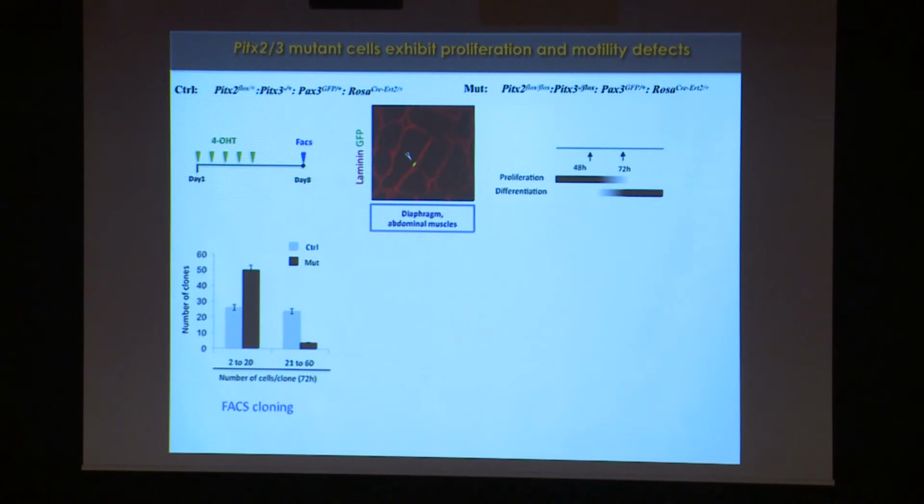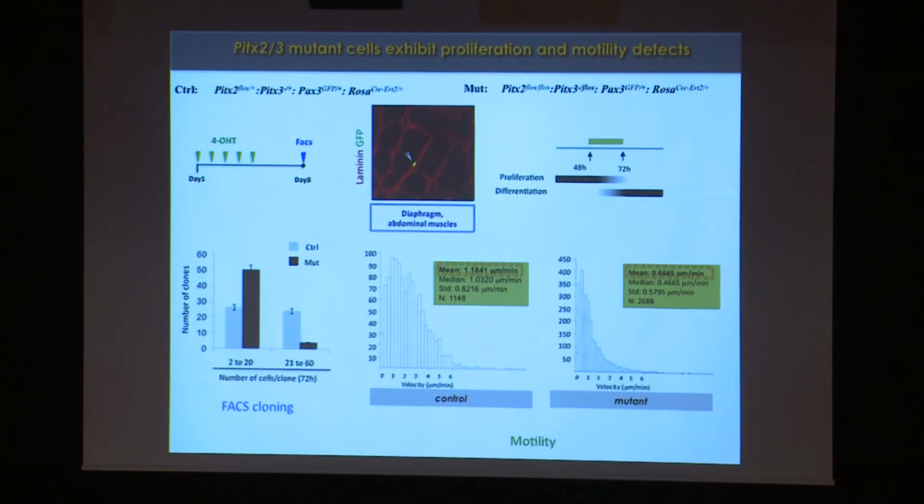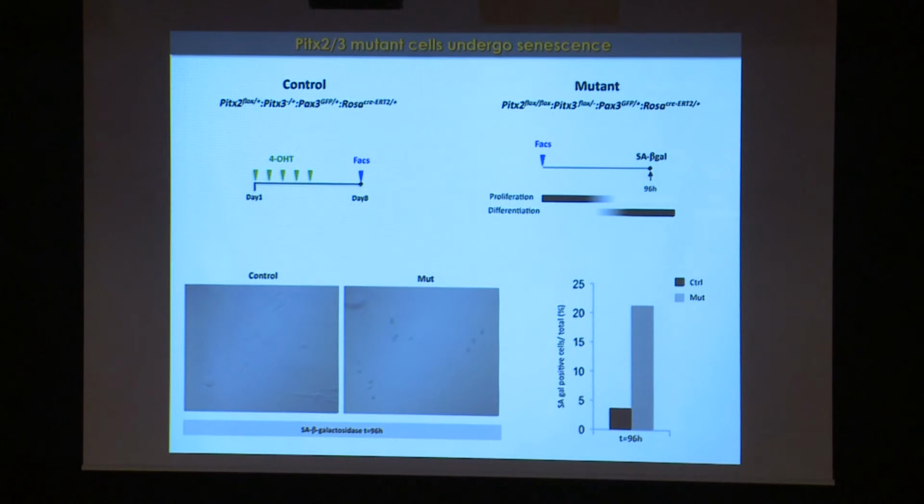Nothing's published yet. We looked at the PITX2 mutant, and we detected a proliferation and motility defect. That is important for a satellite cell. Proliferation is important because cells have to expand very rapidly for muscle regeneration, and motility also because they have to reach the site of injury. And this is illustrated on this slide. We also found that many of the cells that were missing PITX2 and 3 were undergoing senescence. That is bad news because when you need a good number of cells to execute a regeneration program, you don't want them to undergo senescence.